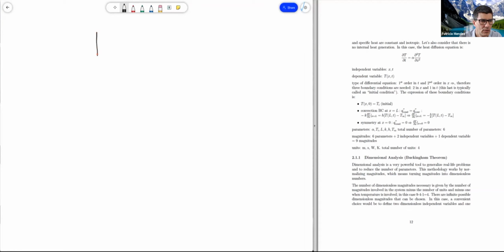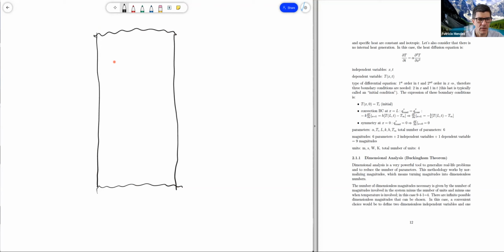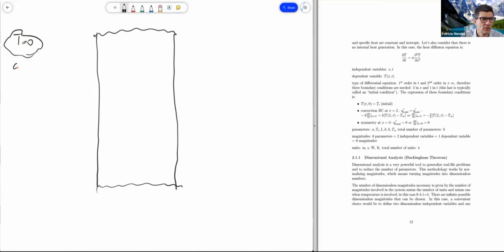Let's have our wall. So the wall is going out into you, out of the screen, right? And I'm making a side view of the wall. And the wall, we're going to say, has T infinity here and convection. And here we have T infinity, right? And h convection too.